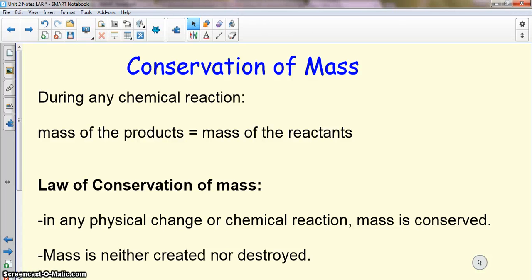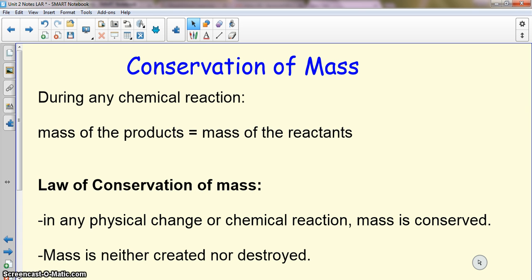Hello, ladies and gentlemen. Today we're wrapping up our last little bit of notes for the unit. Our goals for this section are that you can understand how conservation of mass is represented in a reaction, and that you can wrap everything together in a flow chart that shows the relationship between physical and chemical changes.